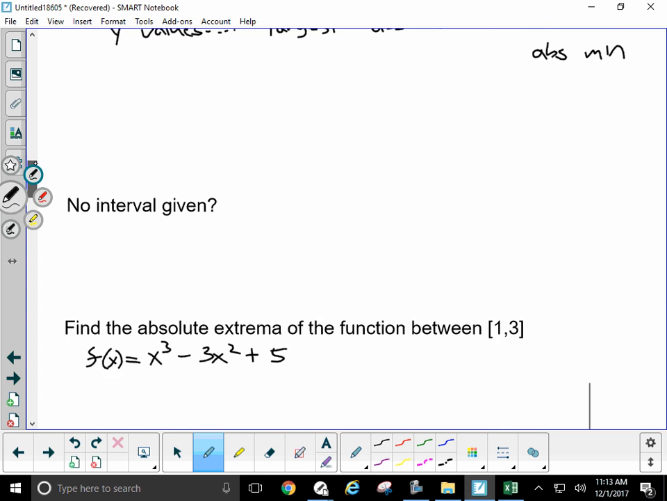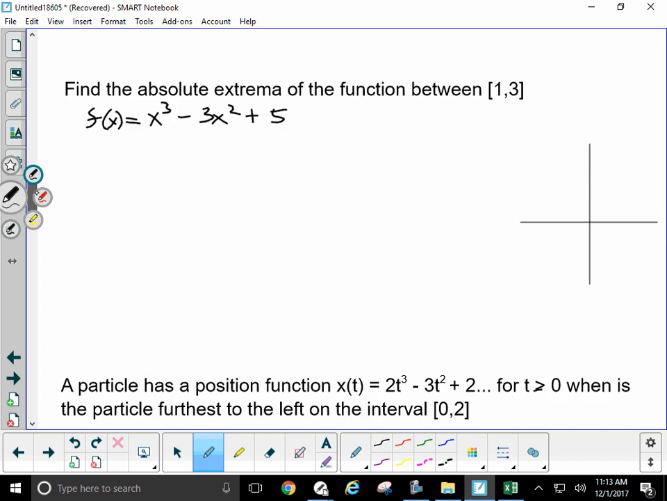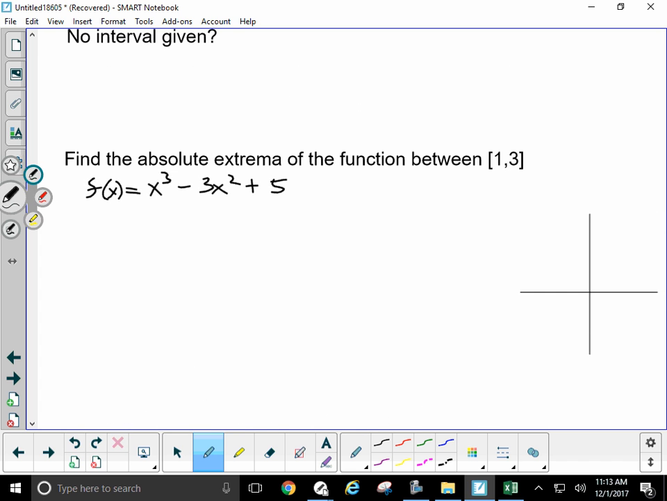Okay? Let me show you what I mean by that. Find the absolute extrema of the function between 1 and 4. Change it up to 4. All right, so I have a closed interval. That means I'm guaranteed to have an absolute max and an absolute min.